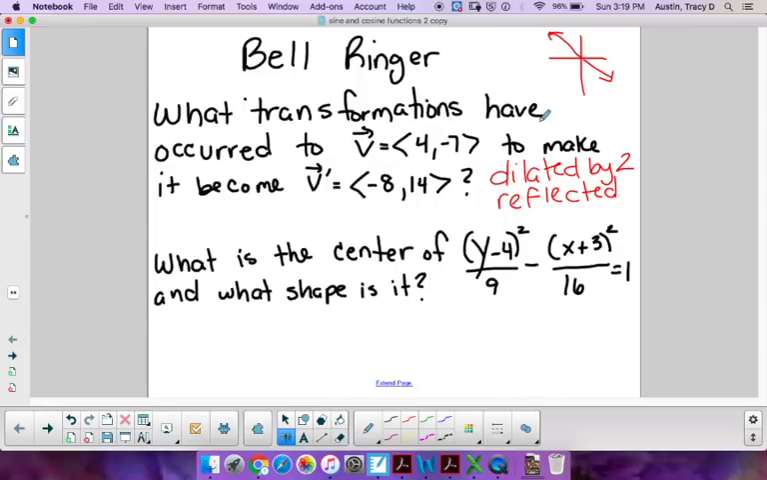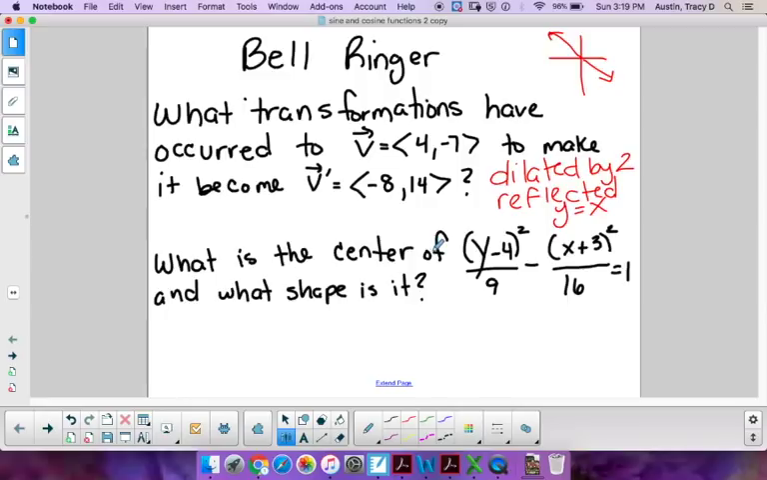Okay, so it has been reflected. If you want to be specific, it's been reflected across the origin or across the line y equals x, since both the x and the y got reflected.